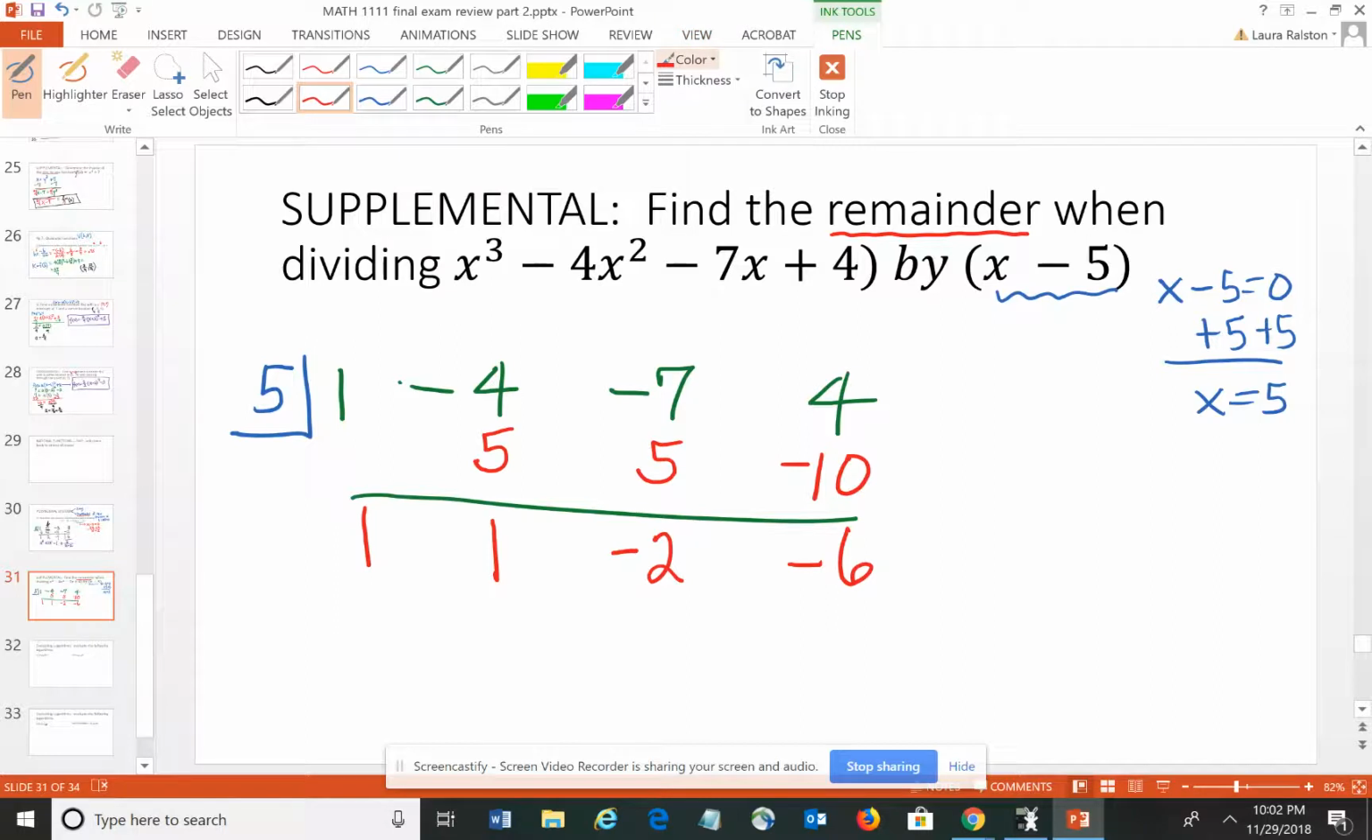Okay, remember the question said, what is the remainder? The remainder is this value in the last position. So the answer to my question is negative 6. The remainder is negative 6.